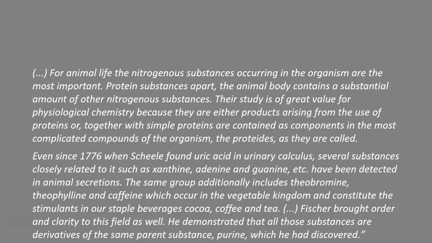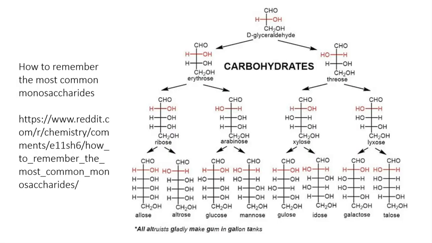Ever since 1776, when Scheele found uric acid in urinary calculus, several substances closely related to it, such as xanthine, adenine, and guanine, etc., have been detected in animal secretions. The same group additionally includes theobromine, theophylline, and caffeine, which occur in the vegetable kingdom and constitute the stimulants in our staple beverages, cocoa, coffee, and tea. Fischer brought order and clarity to this field as well. He demonstrated that all those substances are derivatives of the same parent substance, purine, which he had discovered.